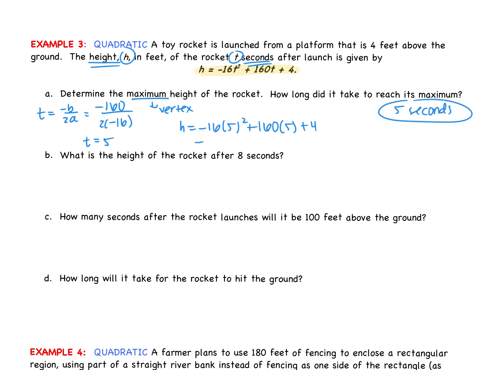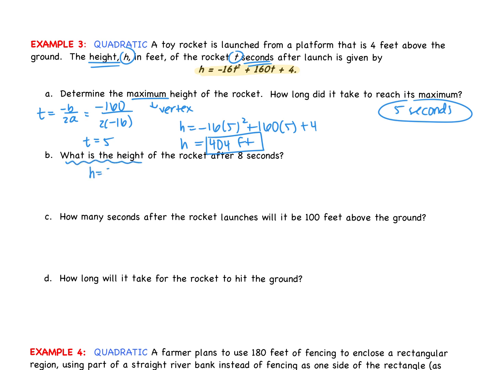When you do, I believe you get 404. That's a height, so please put some units on it. Our units in this case are feet. So the maximum height is 404 feet, and that happens at 5 seconds. Please, on a question like this, make sure you understand what you are being asked for. Sometimes it wants the input, sometimes it wants the output, sometimes it wants both. So that's A.